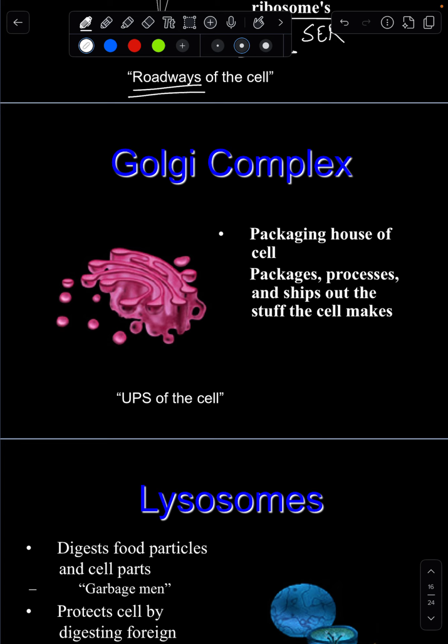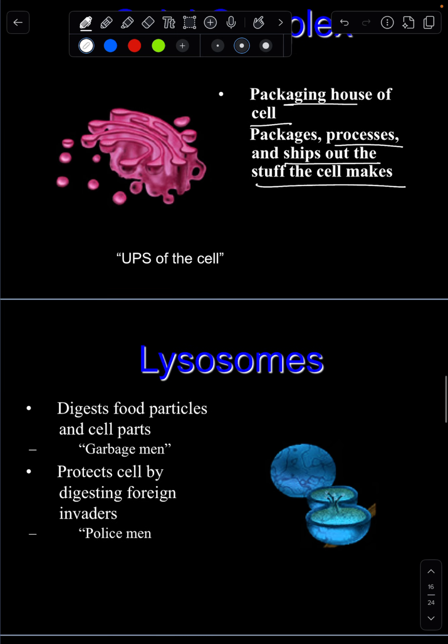stay in the cytoplasm. Next is the Golgi complex. It is basically the packaging house of the cell, where proteins get packaged and processed and get shipped out of the cell which the cell is making. So basically it is the UPS of the cell.